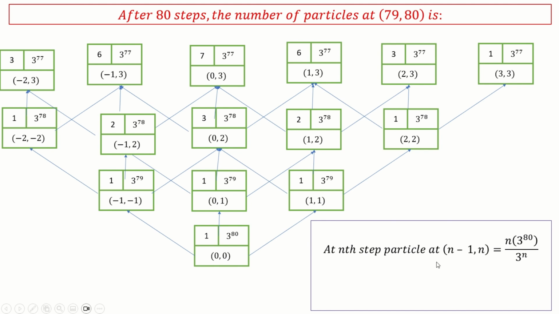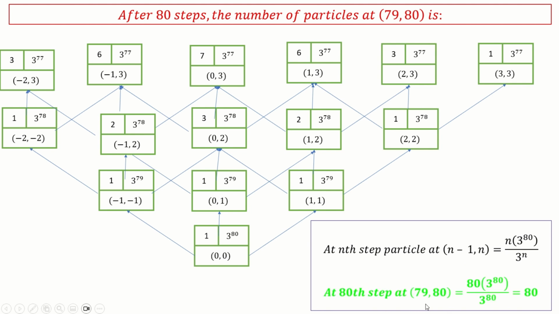So at nth step, at n minus 1 comma n, that is 79 comma n. At nth step, what will it become? N into... at this coordinate, what will be there? N times, that is here third step 3 times, right? N times 3 to the power of 80 divided by 3 to the power of 80 minus n, right? So 3 to the power of n.